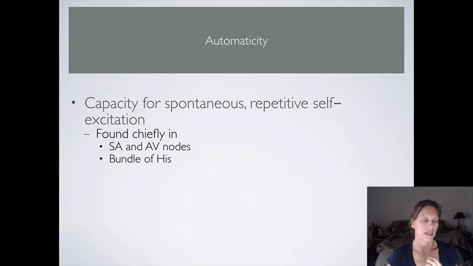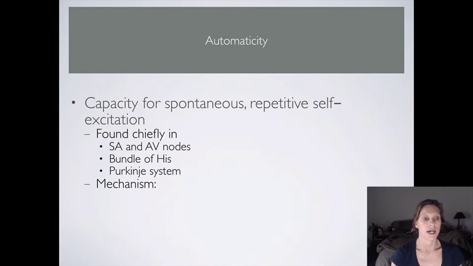The electrical system of the heart, again, is composed of the SA node or the pacemaker, the AV node, the bundle of His, or you may have learned of this as the AV bundle, the Purkinje system. And as we go from the SA node all the way through the Purkinje system, any of those cells have the capacity to spontaneously depolarize. They have the capacity for automaticity. They're just going to do it at different rates. The SA node is considered the pacemaker because it does it the fastest, followed by the AV node, followed by the bundle, followed by the Purkinje fibers, which are the slowest.